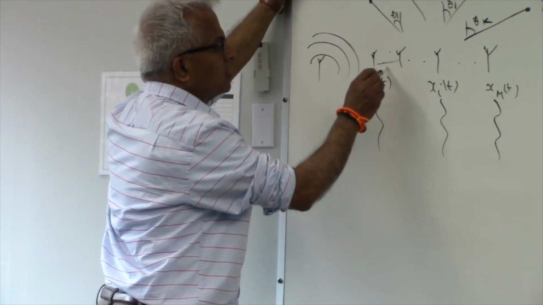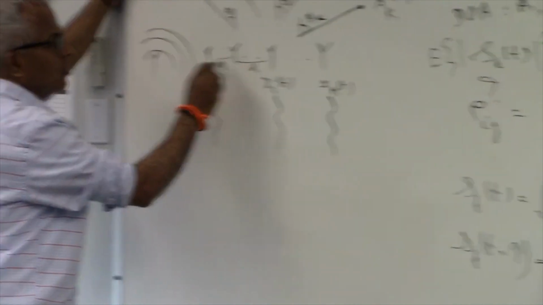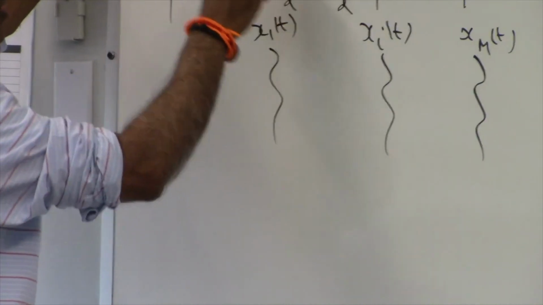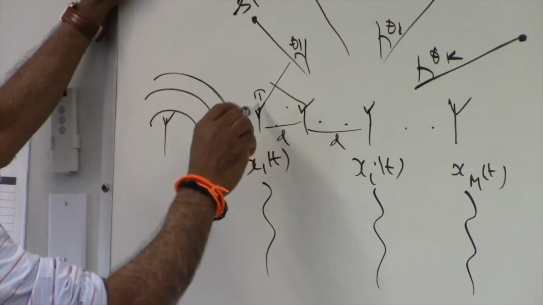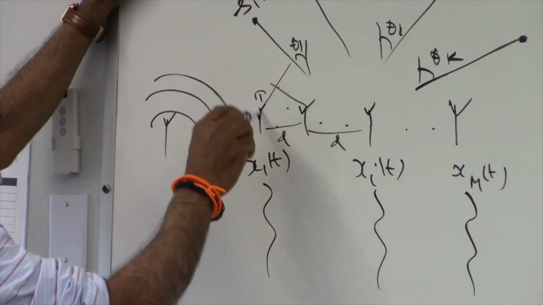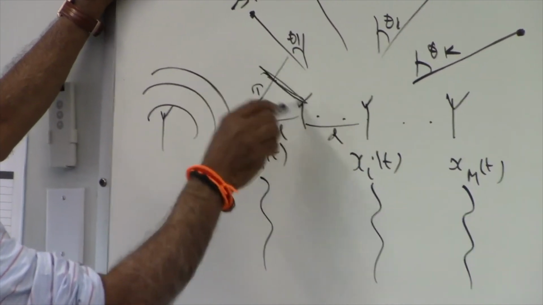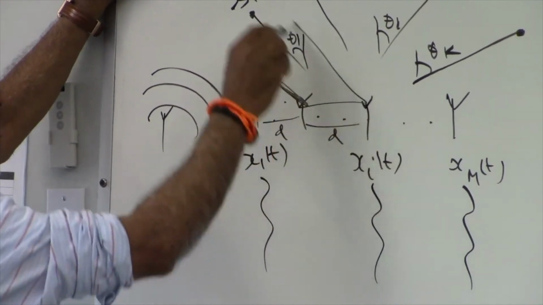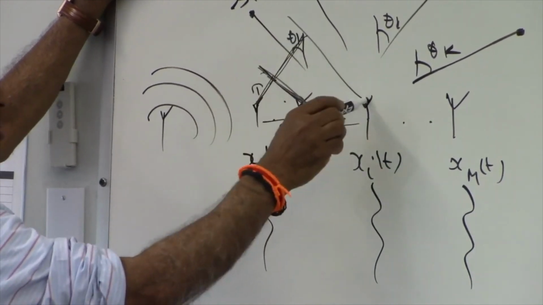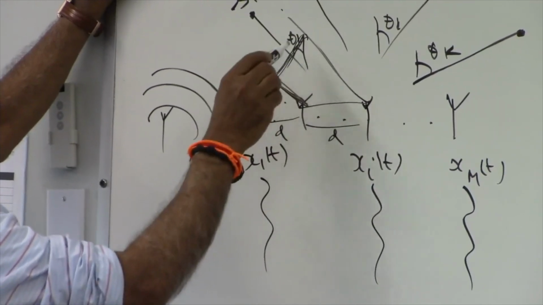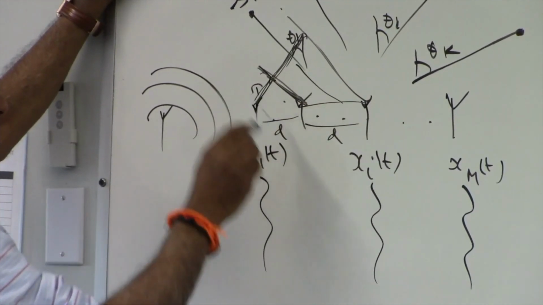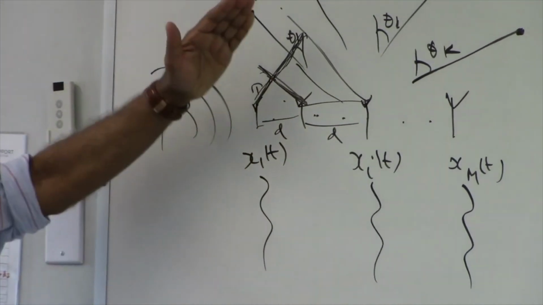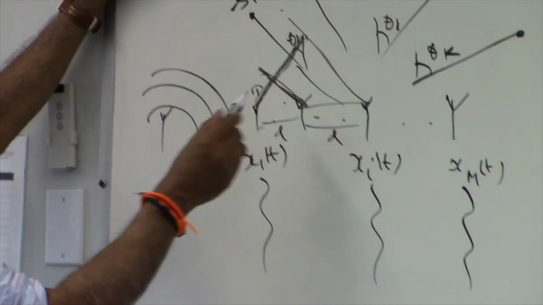and if this distance is d, this is called the inter-element spacing, right? Then we went through this extra delay for this signal to get here. So compared to this signal, there is a delay tau involved. If these inter-element distances are the same, the delays are the same. It just depends on the angle. And we went through this.